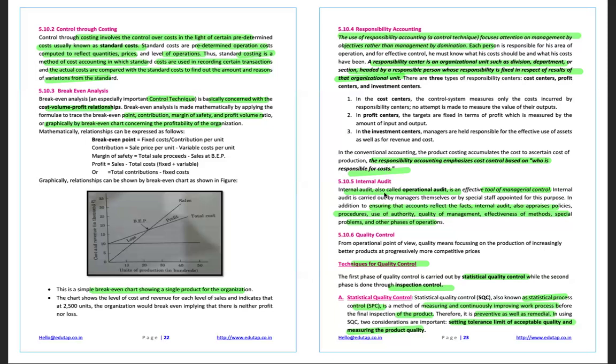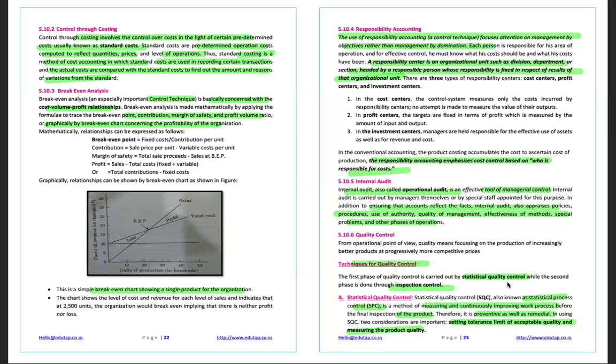Internal audit. Internal audit, also called operational audit, is an effective tool of managerial control. Internal audit is carried out by managers themselves or by special staff appointed for this purpose. In addition to ensuring that accounts reflect the facts, internal audit also appraises policies, procedures, use of authority, quality of management, effectiveness of methods, special problems, and other phases of operation.